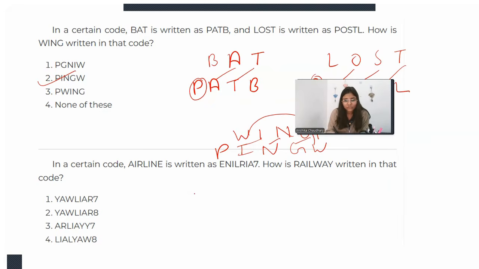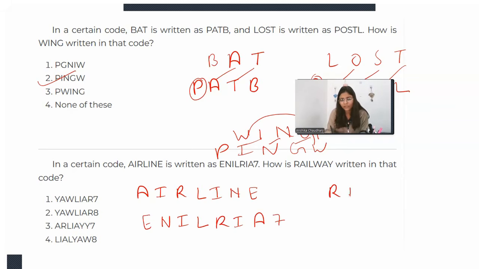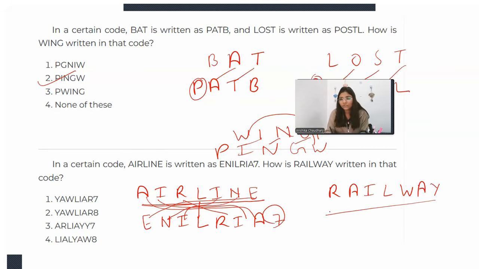AIRLINE is written as this. Okay, let me write it down. AIRLINE is written as ENILRIA7. Then how is RAILWAY written? See, the pattern is pretty simple. Just the crossing game. E, N, I, L here, R here, I here, and A here. And how many total letters are there? 1, 2, 3, 4, 5, 6, 7. So 7 is there. Similarly, we need to do this.